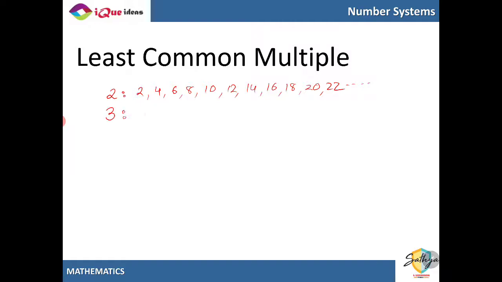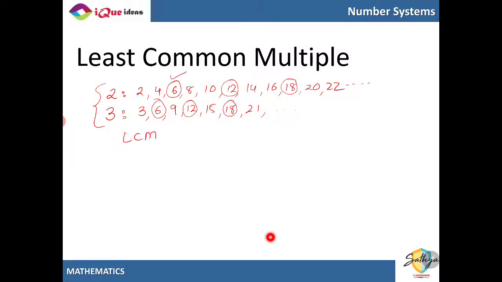Similarly, for 3, the table includes numbers 3, 6, 9, 12, 15, 18, 21, and so on. Now, for both the numbers 2 and 3, certain numbers in the table are common, like 6 appears in both of them. Then we have the number 12, which appears in both of them. Then we have 18, right? These are all multiples which are common to both the tables. But the smallest one among them is 6.